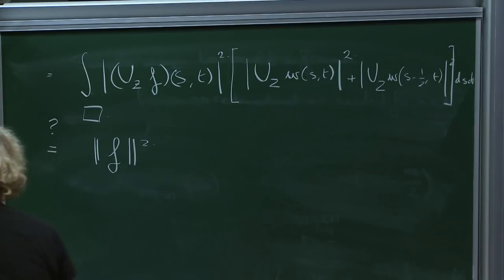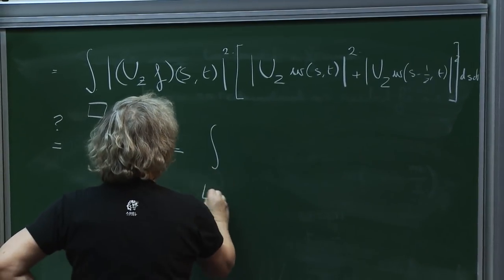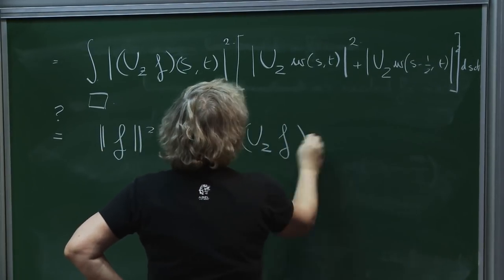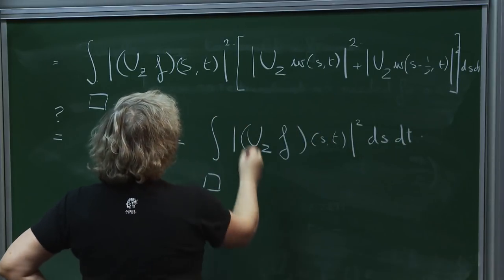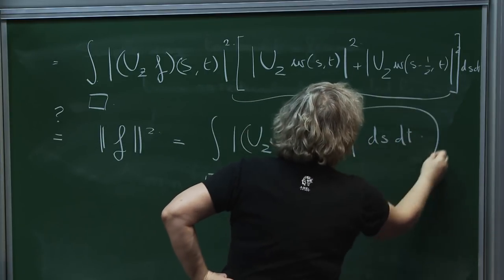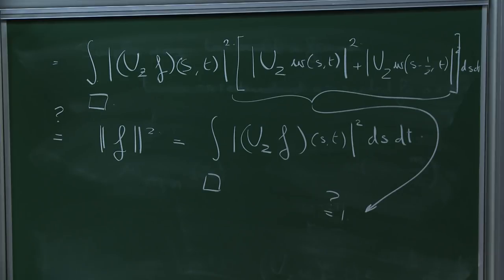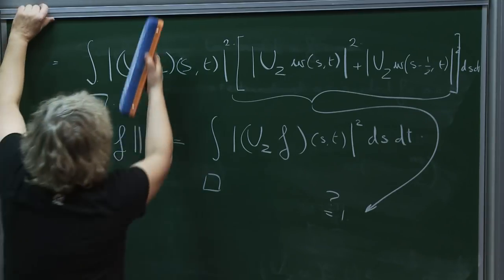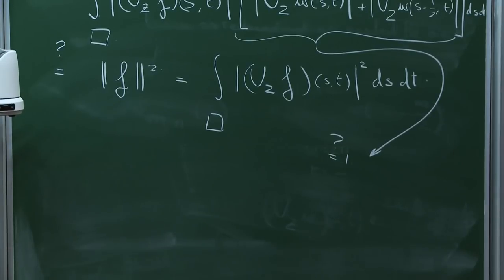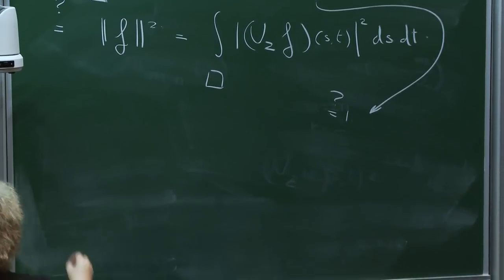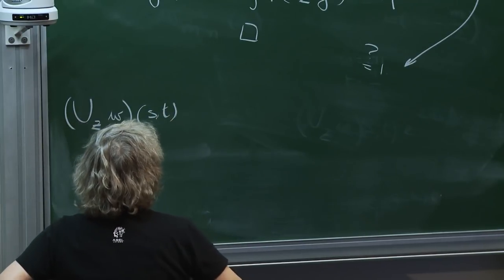If I do that, then what I need, since I had a unitary operator, is UZ F of s,t squared. What I really need is that this quantity should be equal to 1. Can I do that? Well, remember, what do we have for this window? Well, this window is the Zak transform of UZ W of s,t. It was because of its construction.